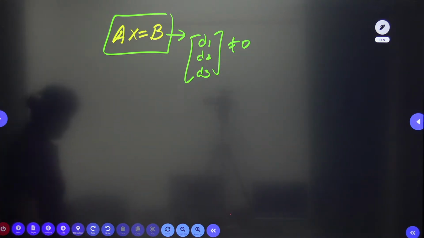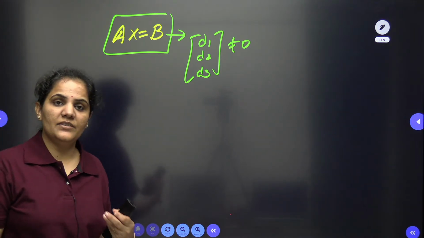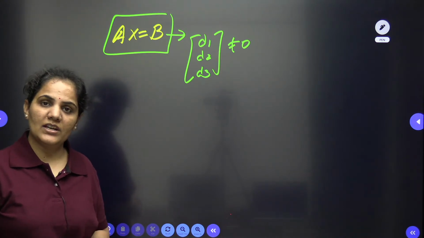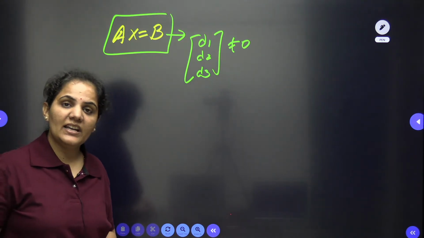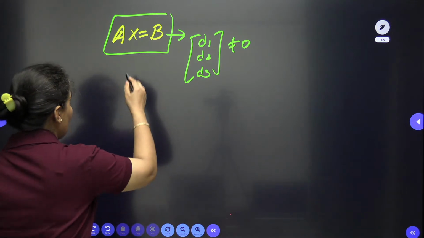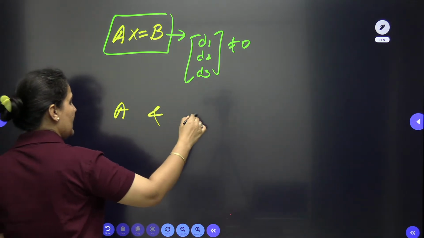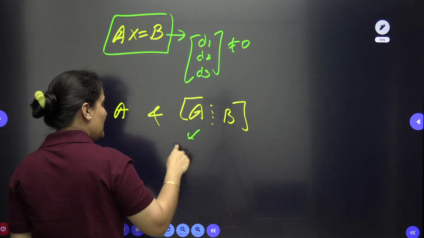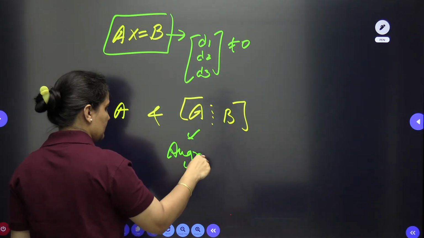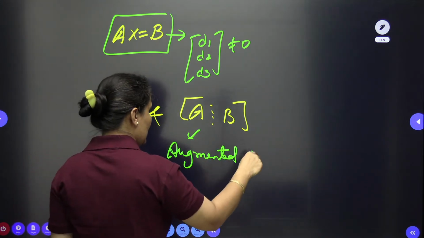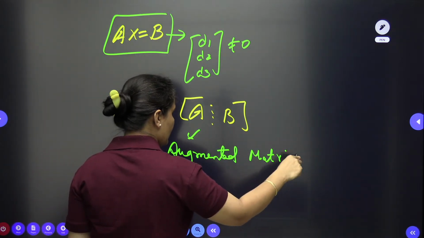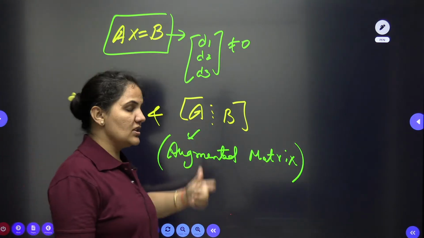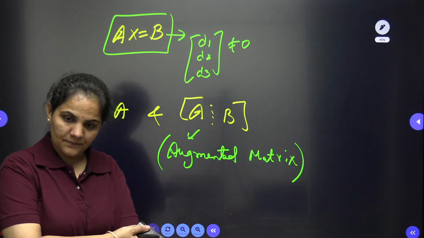If we need to find out which type of solution the non-homogeneous system of equations has, we need to check the rank again. From here I am having matrix A and one more matrix, AB. This AB is called the augmented matrix, when we combine two matrices together for finding the rank.